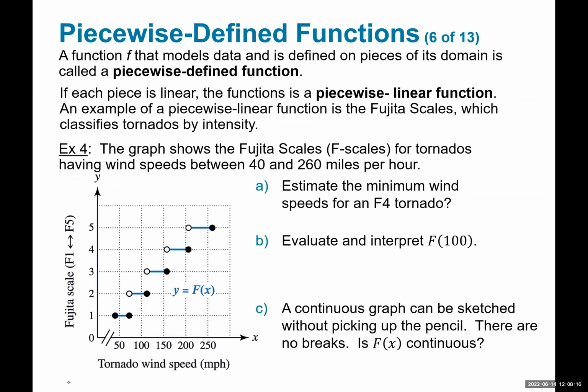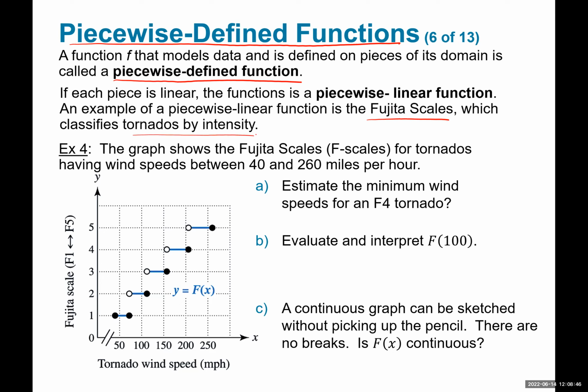That is called piecewise. So we're going to actually define these functions now. In this next example, a function f that models data and is defined on pieces of the domain is called a piecewise defined function. If each piece is linear, the function is called a piecewise linear function. An example of a piecewise linear function is the Fujita scale, which we classify tornadoes by their intensity.